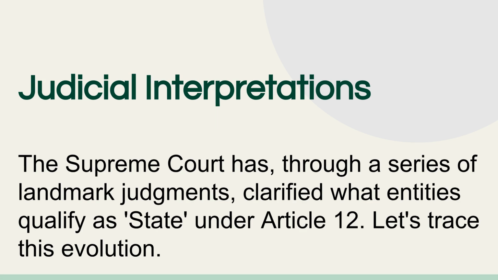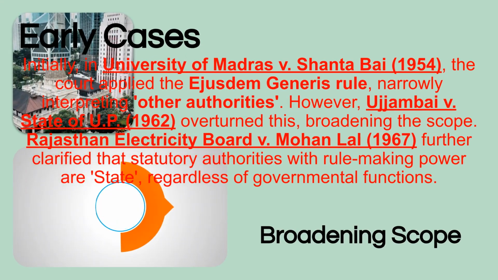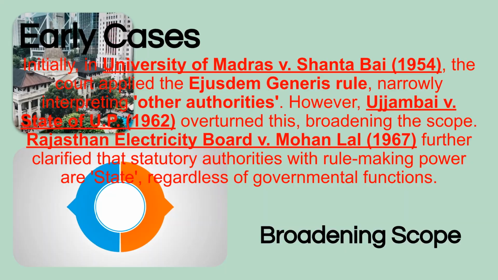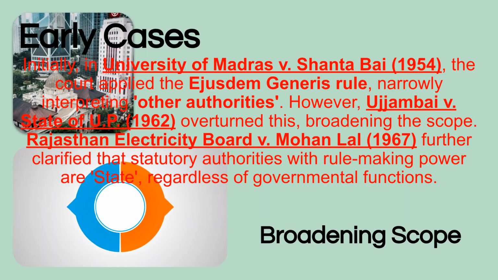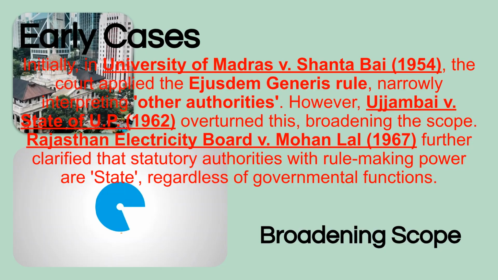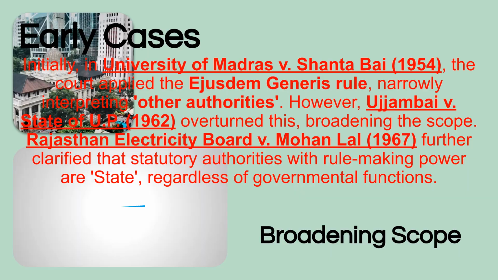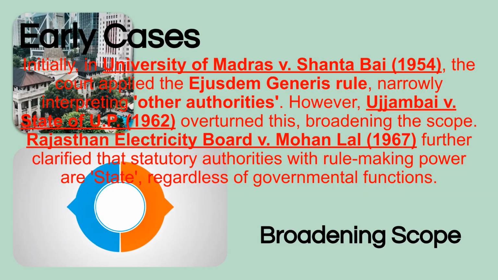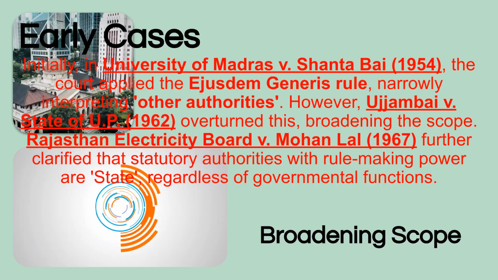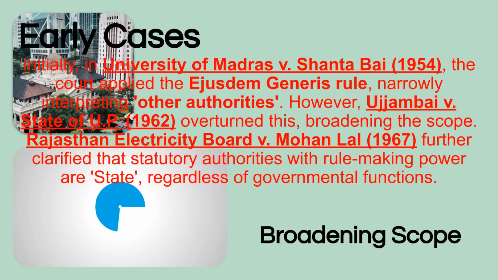Let's trace this evolution. Initially, in University of Madras versus Shanta Bai, 1954, the court applied the ejusdem generis rule, narrowly interpreting "other authorities." However, Ujjambai versus State of UP, 1962, overturned this, broadening the scope. Rajasthan Electricity Board versus Mohan Lal, 1967, further clarified that statutory authorities with rule-making power are state, regardless of governmental functions.